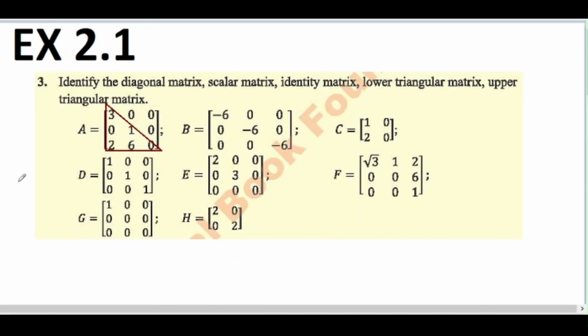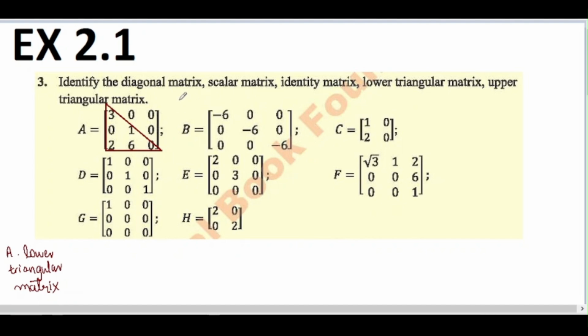I'm writing it over here, a lower triangular matrix. Okay, because the lower triangle is containing zeros and non-zeros, but the upper triangle, which is a smaller portion, is completely zero.